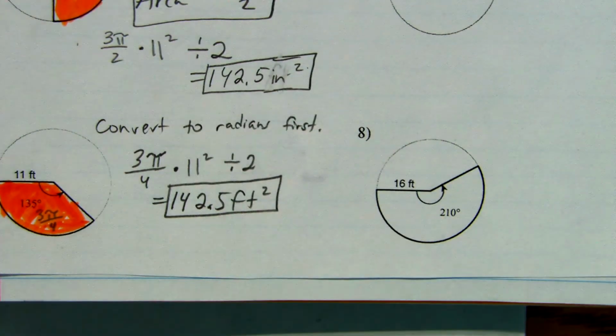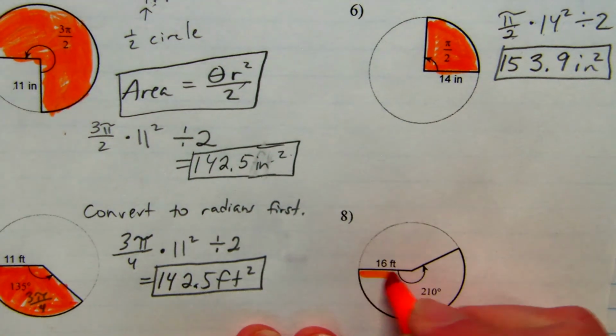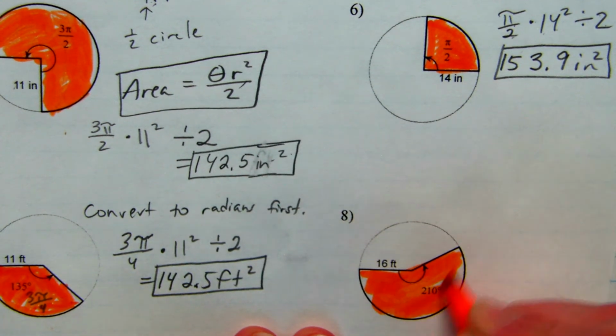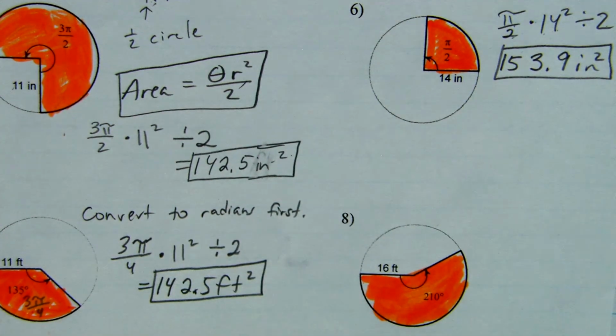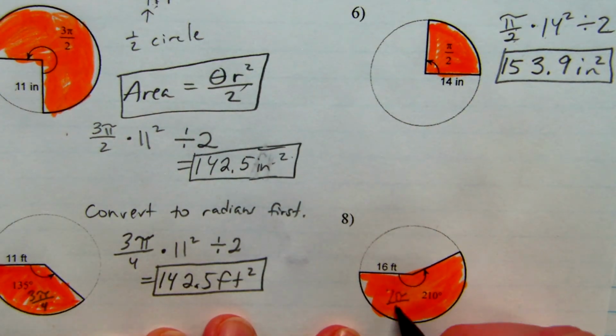What was the answer to number 6? Number 6 was 153.9. So on number 8 down here, we're trying to find the area of this whole sector, this section of the circle. Did anybody look up 210 degrees? 7 pi over 6. Good class. 7 pi over 6.